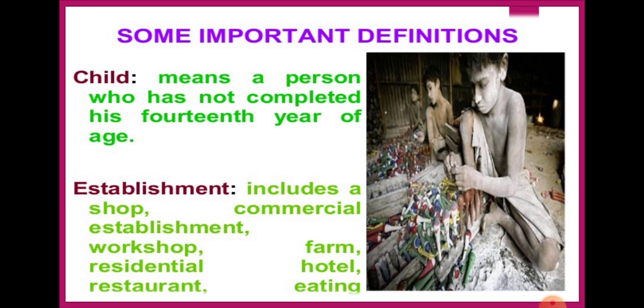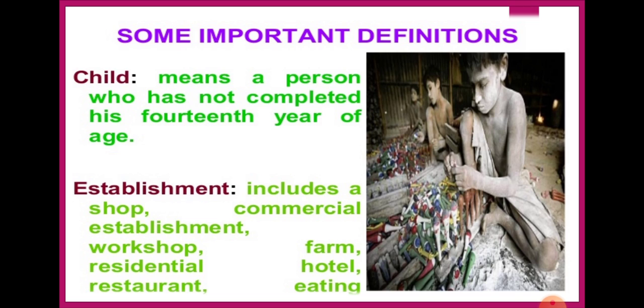Let us see what is the meaning of the child. This act has given a definition. Child means a person who has not completed his 14th year of age, who is considered a child according to the government. Those who are below the age of 14 are considered children.